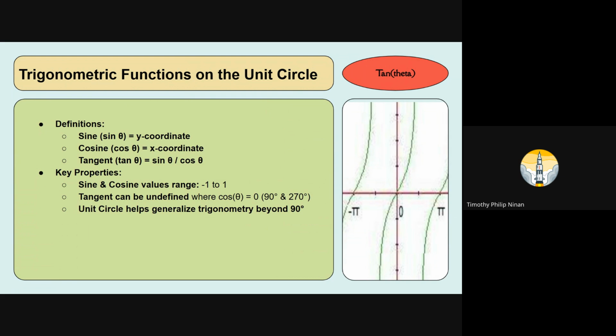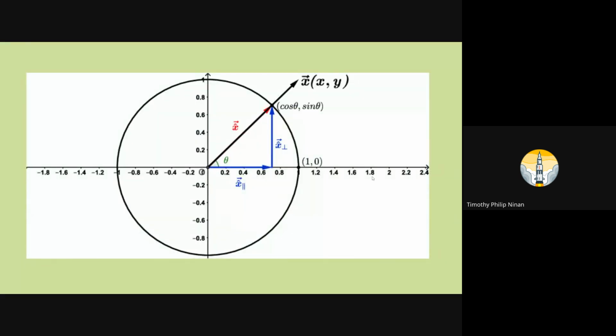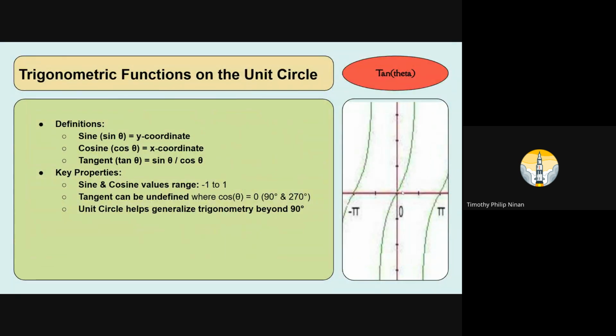Now we already know from 10th class and all that the sine function is from -1 to 1. Tan theta is defined where cosine is not 0. I've taken a picture over here. Sorry, wherever the cosine function over here is pi by 2, where the cosine is 0, it all goes undefined. And the unit circle helps us generalize trigonometry beyond 90 degrees.